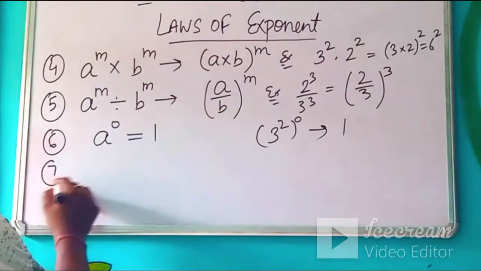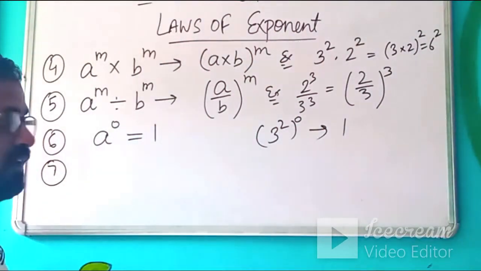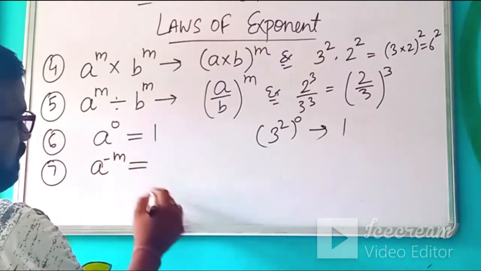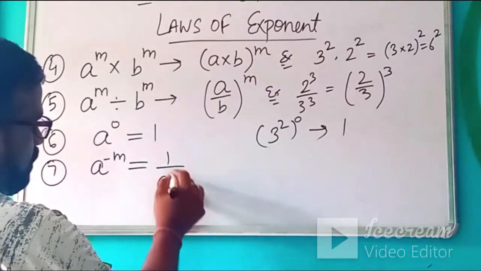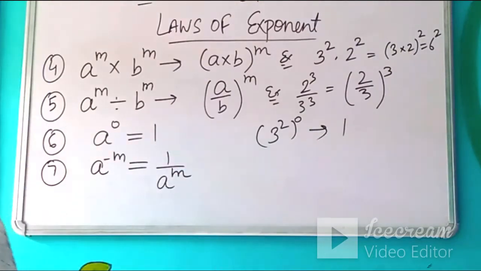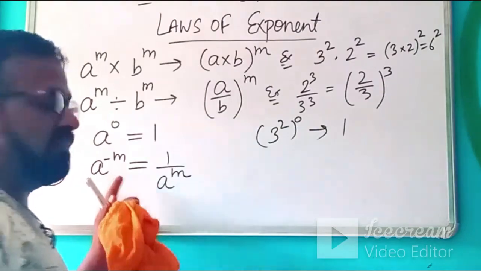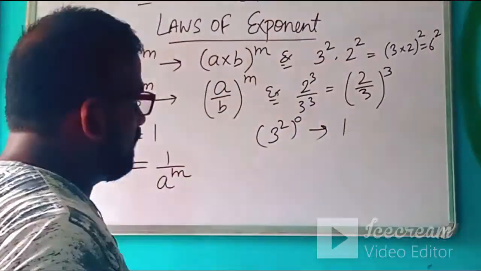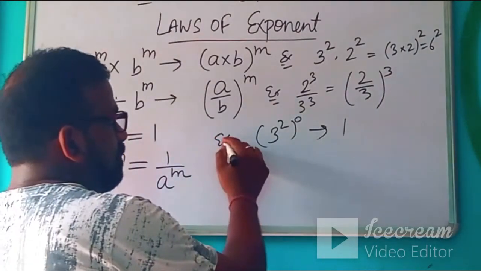Then how to remove the negative exponent? Suppose it is written a to the power minus m. So I can write it as 1 upon a to the power m. So in order to remove the negative exponent, you simply take the reciprocal of the number, and your exponent will become positive.